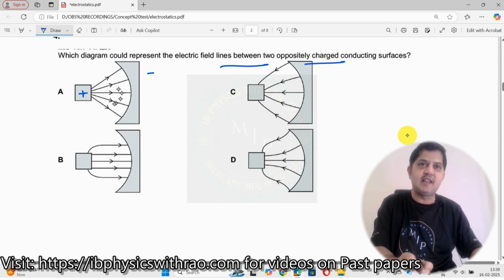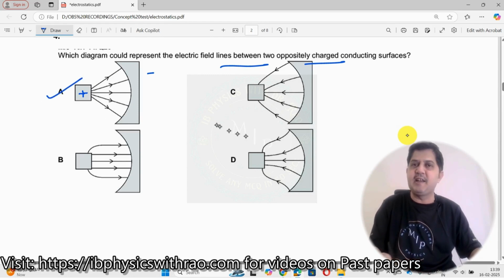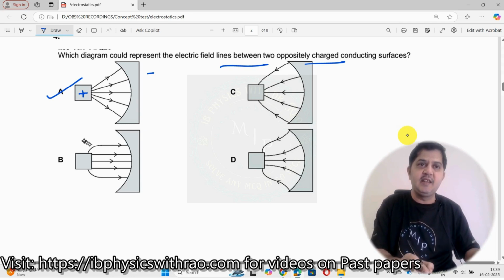See, this is correct over here. I'll put this correct over here. But let us explore the rest of them also. Electric field lines will always go in a straight line. It cannot take a curved path. So definitely, this is taking a curved path.